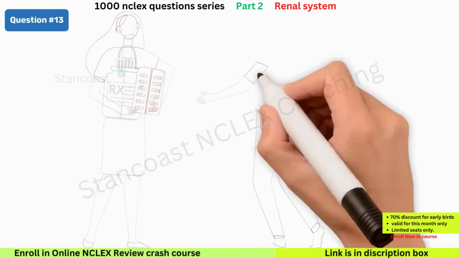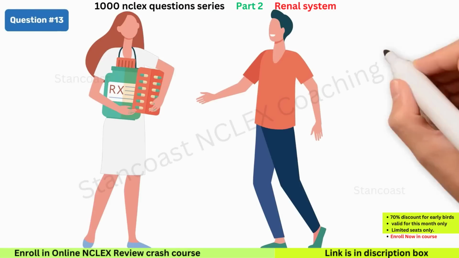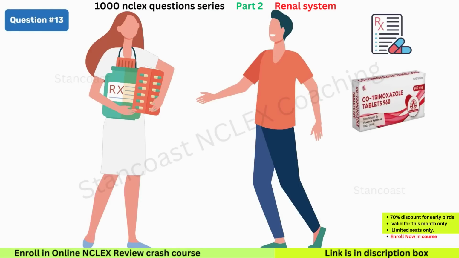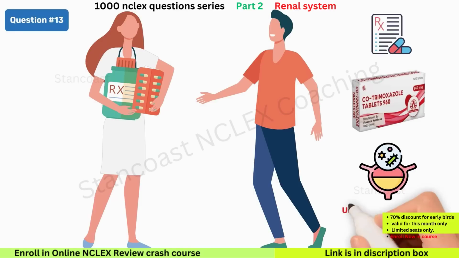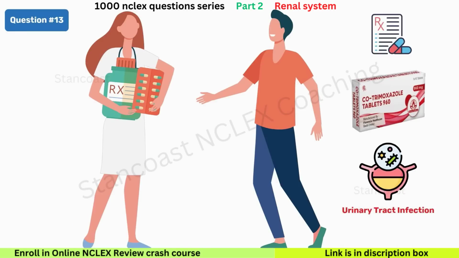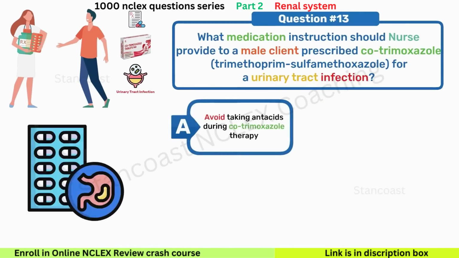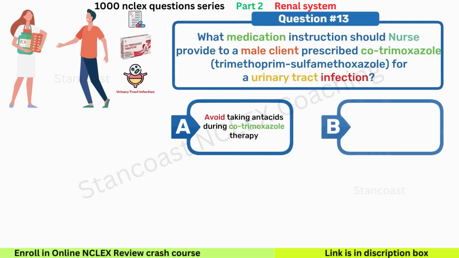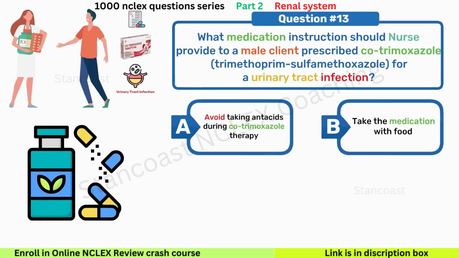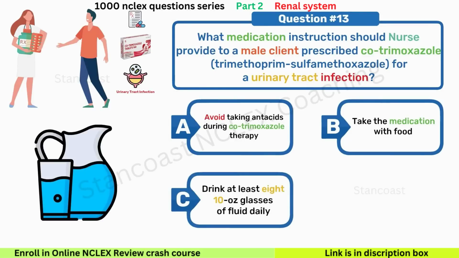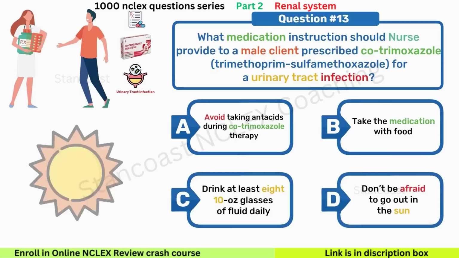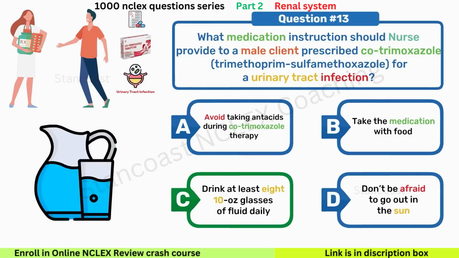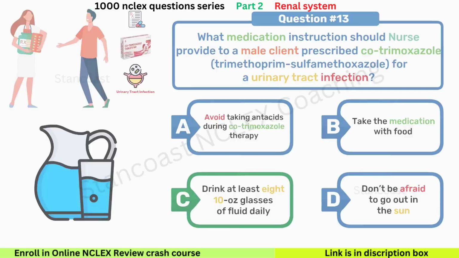What medication instruction should a nurse provide to a male client prescribed co-trimoxazole, trimethoprim-sulfamethoxazole, for a urinary tract infection? A. Avoid taking antacids during co-trimoxazole therapy. B. Take the medication with food. C. Drink at least eight 10-ounce glasses of fluid daily. D. Don't be afraid to go out in the sun. The correct answer is C. Drink at least eight 10-ounce glasses of fluid daily.